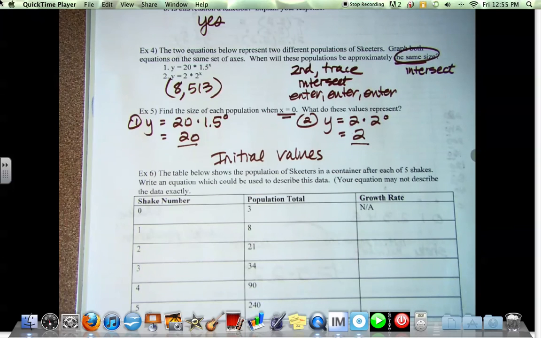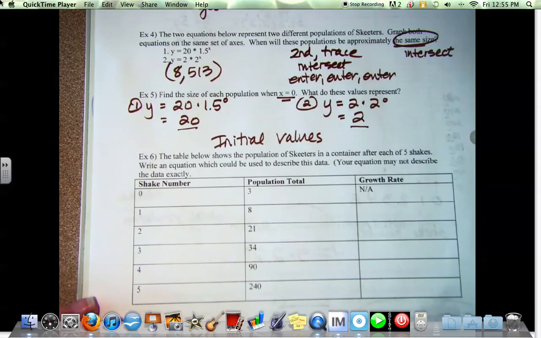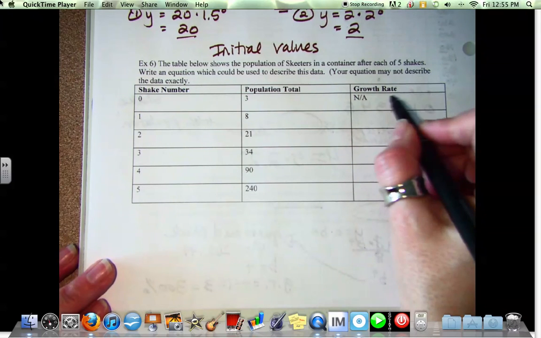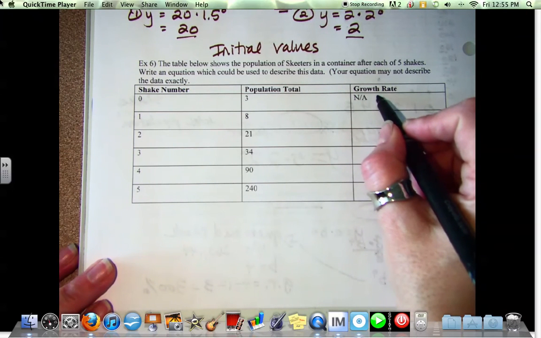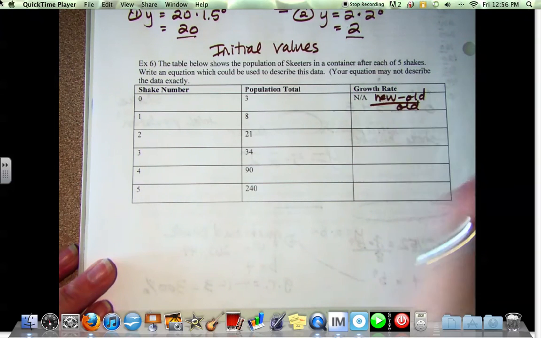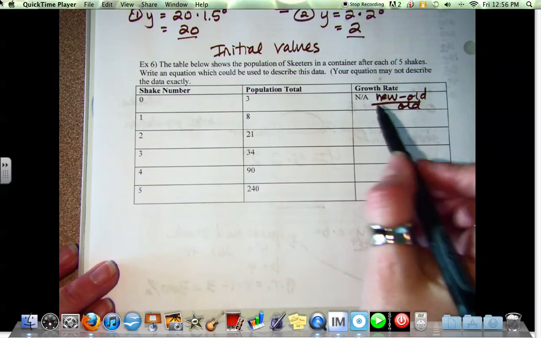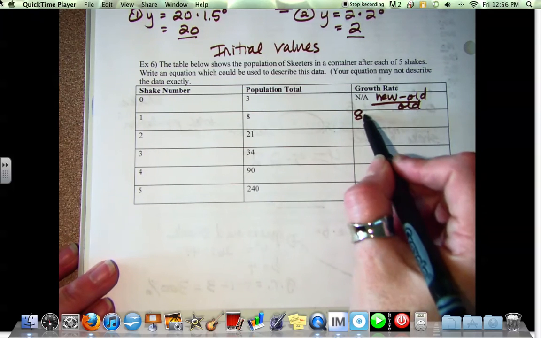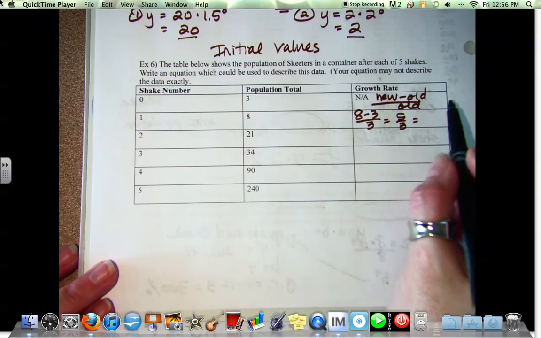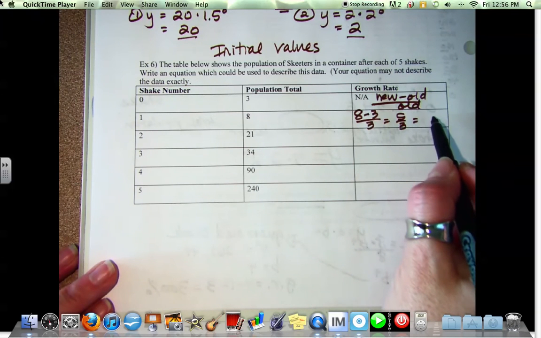The table below shows a population of skeeters in a container after each of 5 shakes. Write an equation that could be used to describe this data. Your equation may not describe the data exactly. So how do we find growth rates? New minus old divided by old. So after shake 1, what's our new population? 8. Minus our old, divided by old, gives us 5/3, which is 1.6.